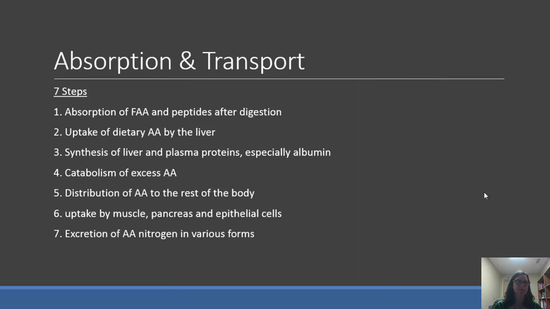So just to kind of sum up what we've talked about, for absorption and transport, we've got 7 steps. We've got absorption of free amino acids and peptides after they're digested. They're then taken up by the liver. They're synthesized into proteins, especially albumin, that can be exported in the blood, or they're catabolized if there's excess amino acids. And then the amino acids can be distributed to the rest of the body, especially the muscle, where they're taken up and built into new proteins. And this also occurs in various other body tissues, such as the pancreas and our epithelial cells. And then we have excretion of amino acid nitrogen, primarily through the urea.